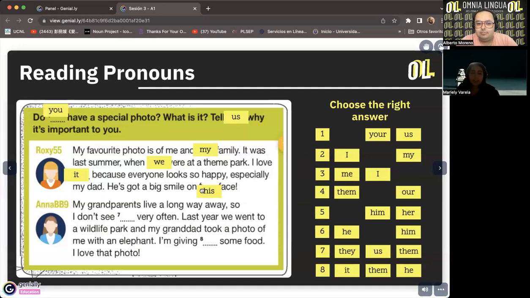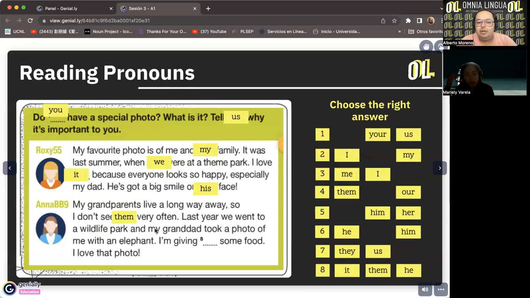Okay. My grandparents live a long way away, so I don't see them. Them. No los veo a ellos. Aún no vimos esta parte de los subject pronouns. Lo vemos la próxima clase. I don't see them very often. No los veo a ellos muy seguido.